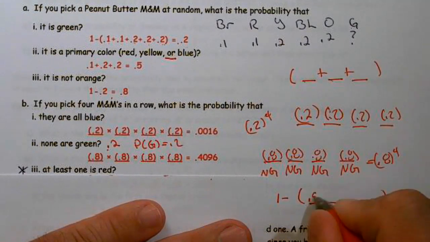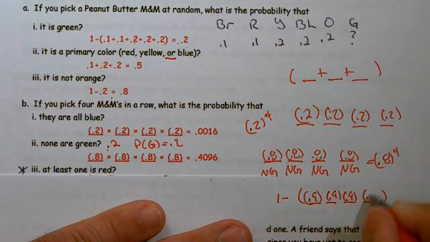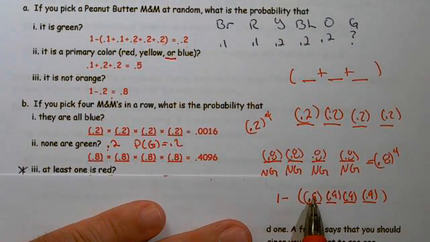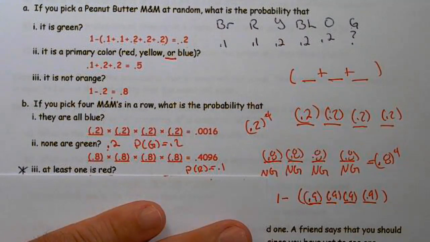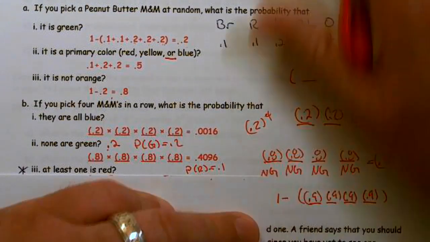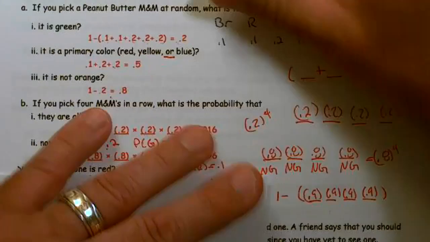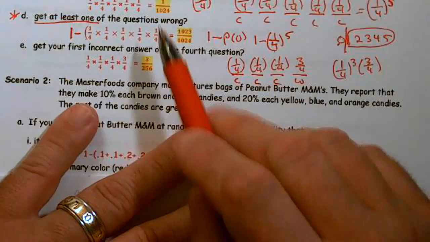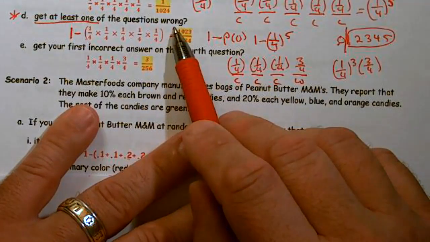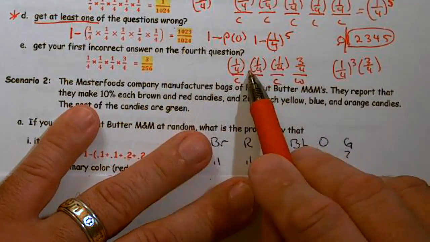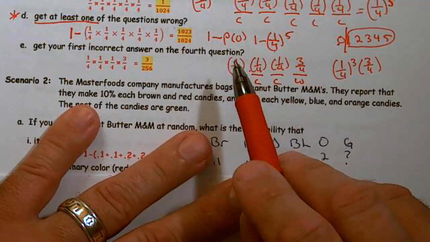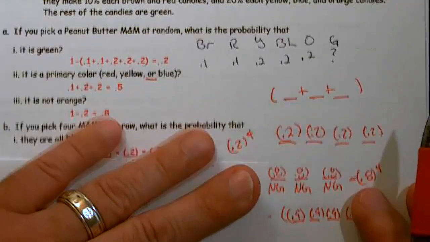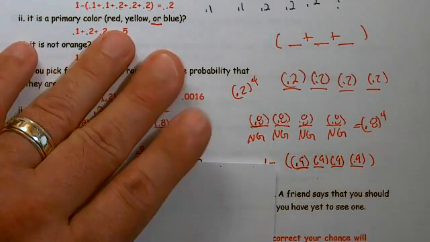So this is going to be 0.9 times 0.9 times 0.9 times 0.9, because the probability of red was 0.1. Probability of the R equals 0.1, and we're going to do the opposite. Please remember, we did the opposite up here as well. At least one question wrong. So instead of doing wrong, we did right. Okay, so whatever they ask for, when it's an at least one, you're going to do 1 minus the opposite of what they asked for. So they asked for red, so the opposite of red would be not red.